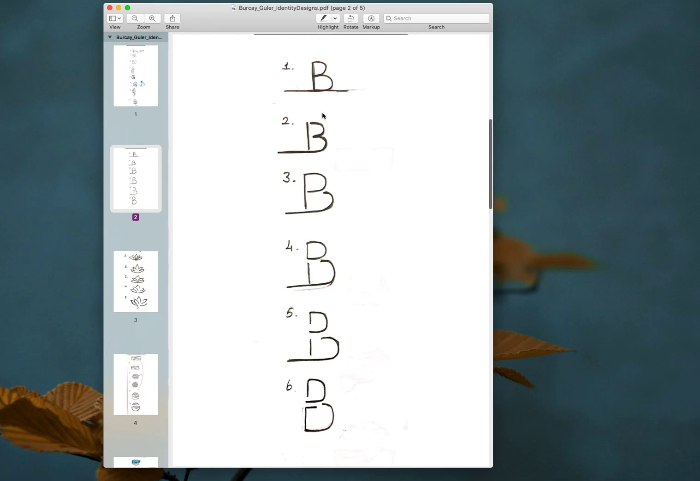Here I think these are more problematic because I start to read a D and I don't really see an idea here. There's a nice shape here, but it's a shape that we already know is a B. You're just putting a lot of empty space, which weakens the idea of an emblem.